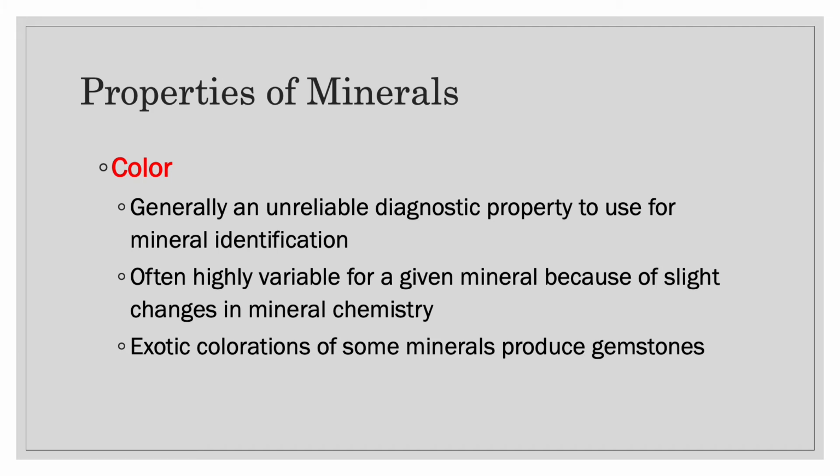The reason why color is generally an unreliable diagnostic property of minerals is because it's often highly variable for a given mineral, because a slight change in the mineral's chemistry can cause a huge change in the mineral's color in some cases. And in fact, a slight change in a mineral's chemistry often produces gemstones, because people think that these minerals are really beautiful, and it's from a slight change in chemistry from another mineral that maybe people would think is ugly.